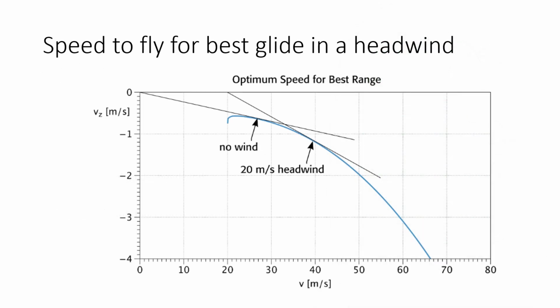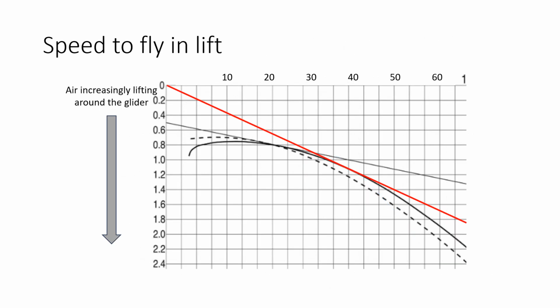We could also plot the same thing against our polar curve. In a 20 meter per second headwind, the polar curve dictates that we fly 20 meters per second faster. And what speed to fly in lift? By setting the origin of the intersecting line below the 0 point on the vertical axis, then the point where the straight black line intersects the polar curve represents the airspeed to choose for best glide in that amount of lift.